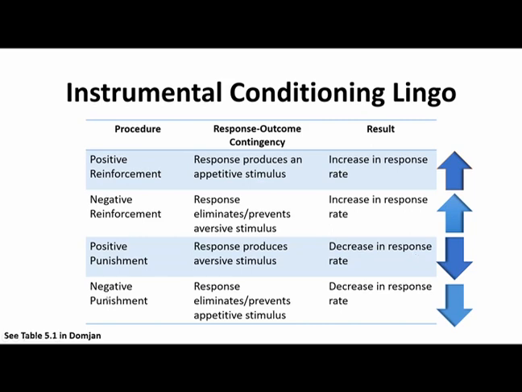And then for negative punishment, it's negative, so we're removing a stimulus. Punishment, we're trying to decrease the response rate. So our behavioral response eliminates or prevents an appetitive stimulus. So doing that behavior will lead to something good being taken away. And so as a result, we see that that behavior, that response is a lot less likely to occur in the future. Our response rate will decrease.